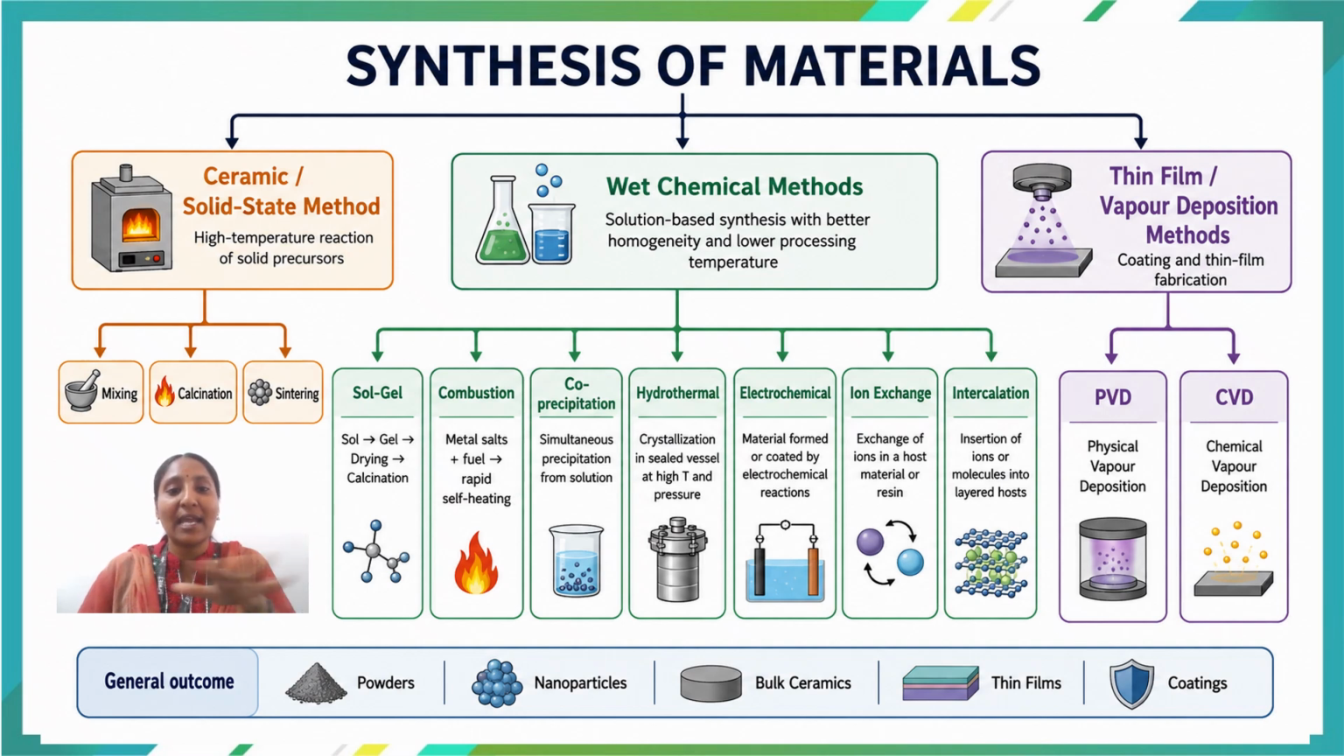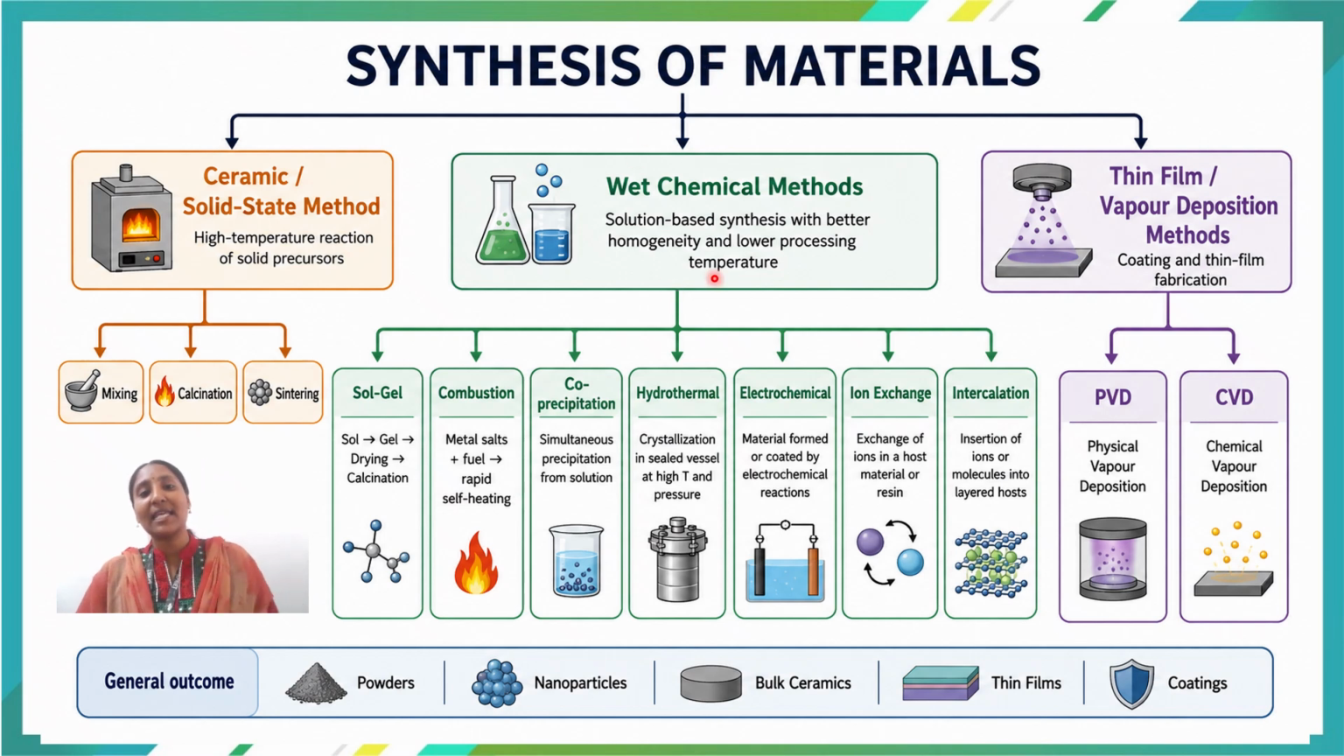Synthesis methods are broadly classified here into three categories. The first one is the ceramic or solid state method. In this process, solid precursors such as metal oxides or carbonates are mixed, ground and heated at high temperature. The material can sometimes be pelletized or sintered. This type of method is very simple and is used to prepare bulk ceramics and some mixed metal oxides. We need a high temperature and longer reaction time.